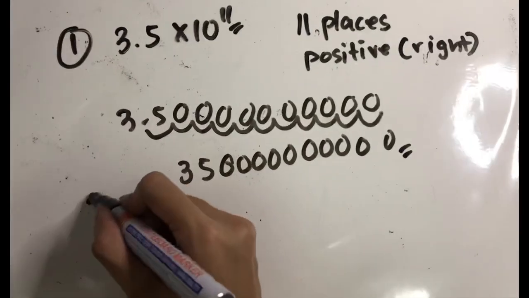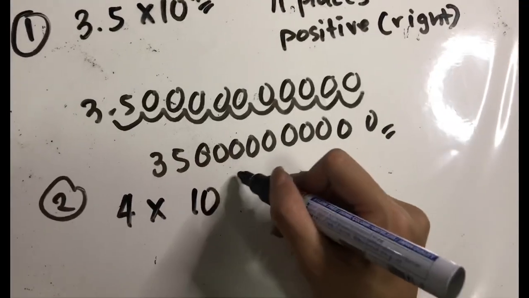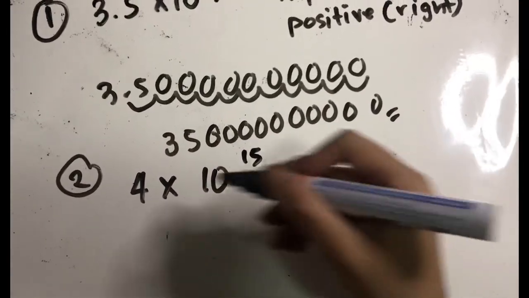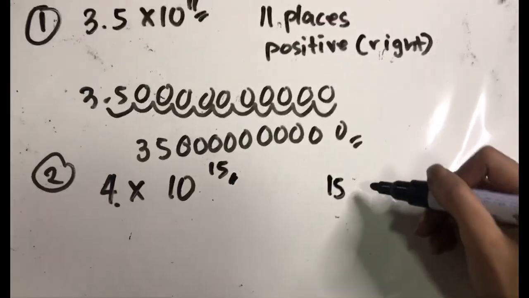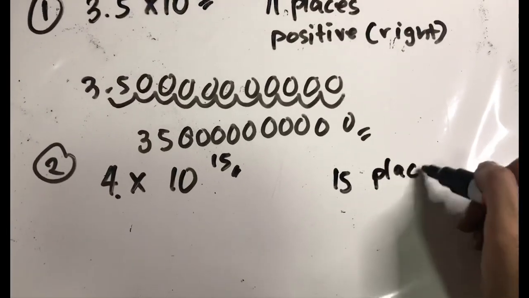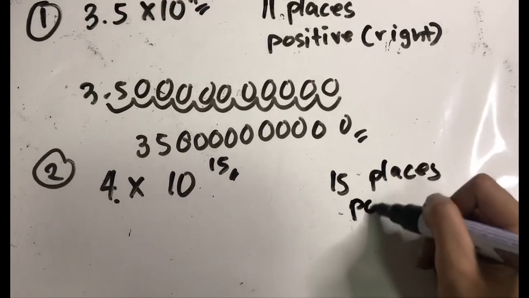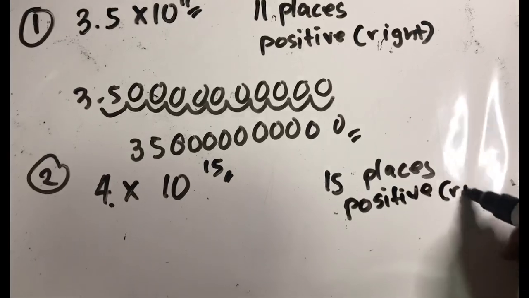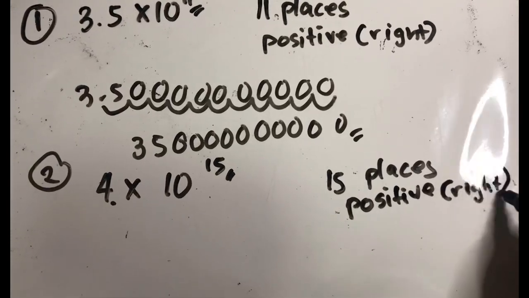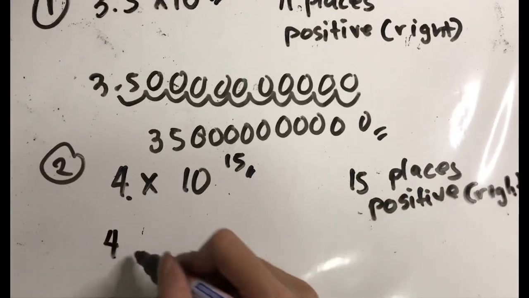Another example, number 2. So where is the decimal point? Here we have to move 15 places. Positive is the exponent, so we have to move to the right.